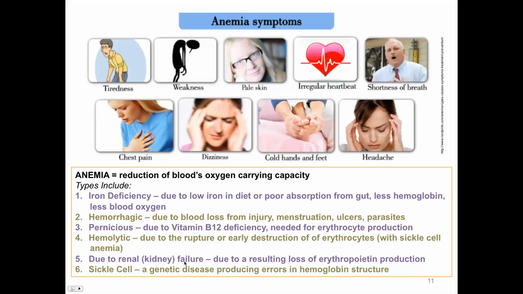Due to renal failure, don't forget, in order to get red blood cells, we need iron, but we also need erythropoietin to signal production. And if you have a problem with your kidneys, if you're having renal failure, you're not going to be making EPO. So that's another reason to be anemic. And then, of course, sickle cell. Sickle cell anemia is genetic.